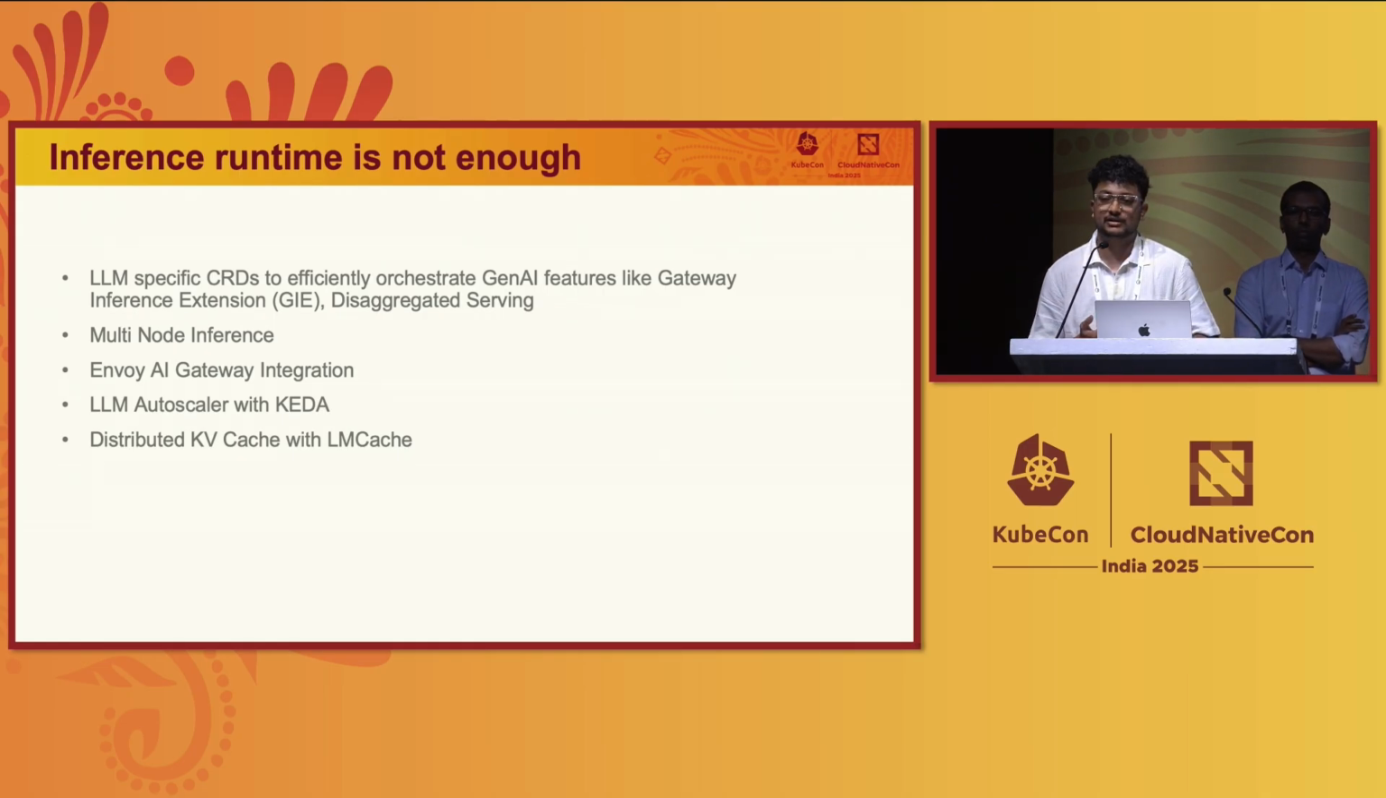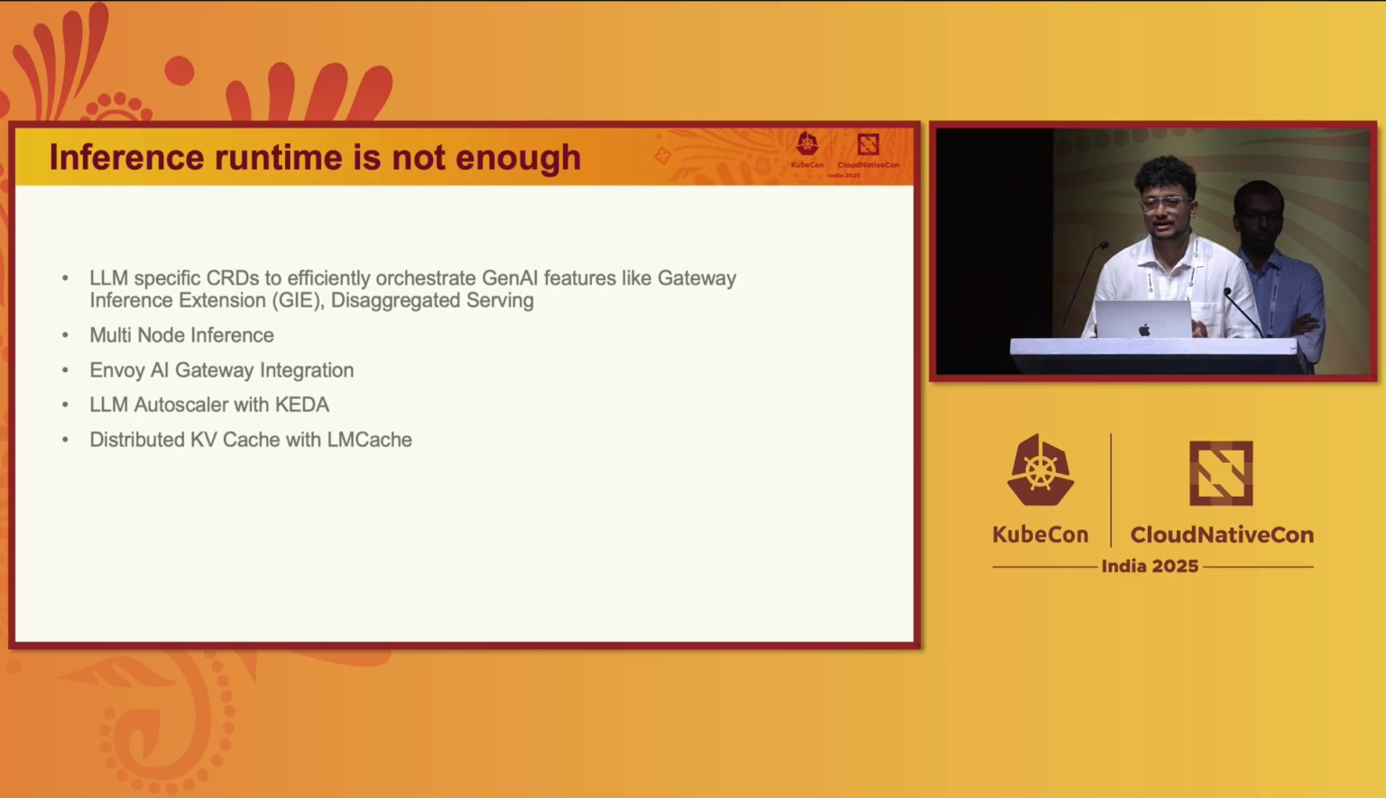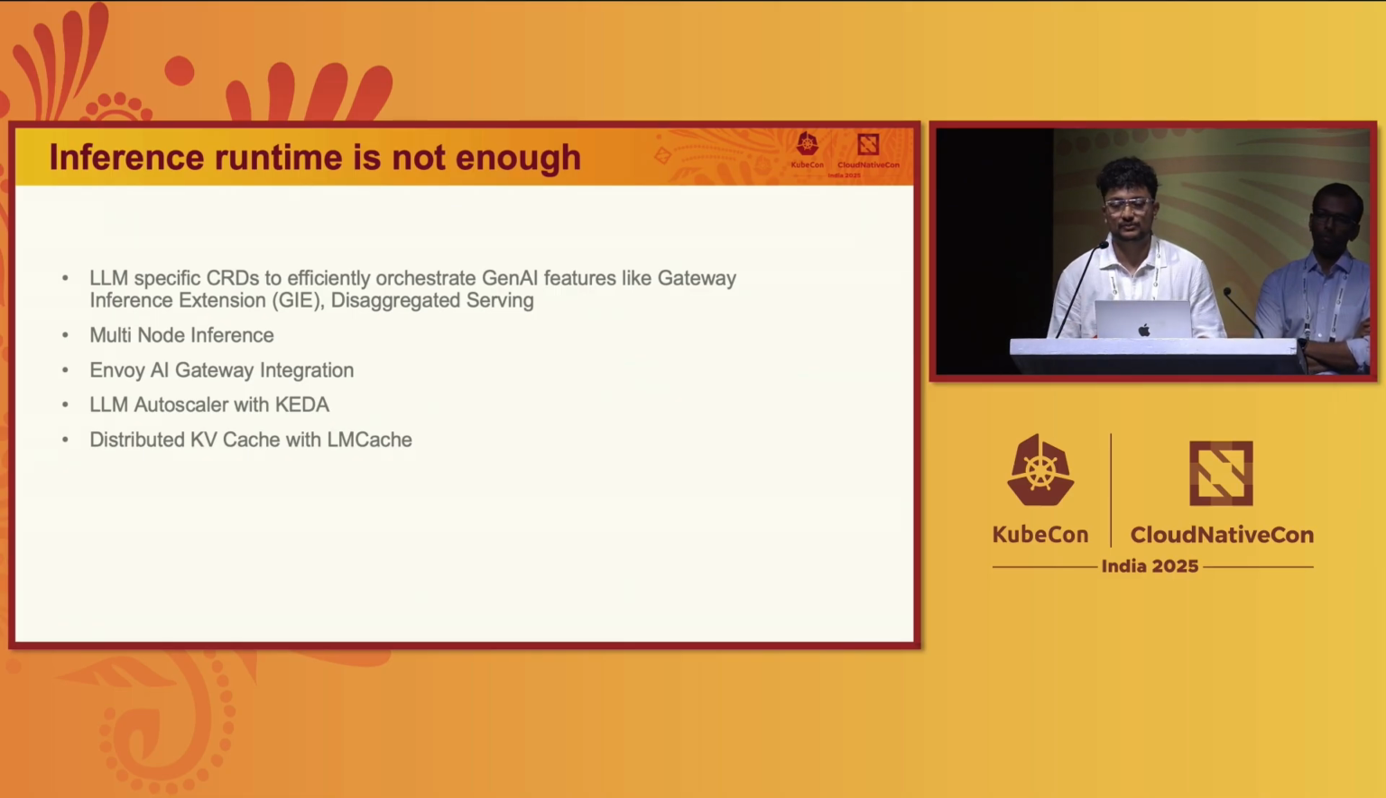And finally is the KV cache distribution. The GPU memory is limited. I have generated some KV cache for some other prompt, but now I don't need it. So I can offload it to some other distributed entity.